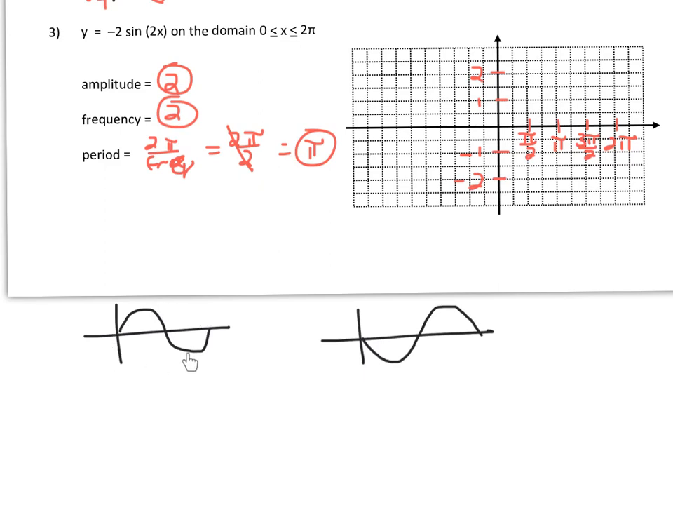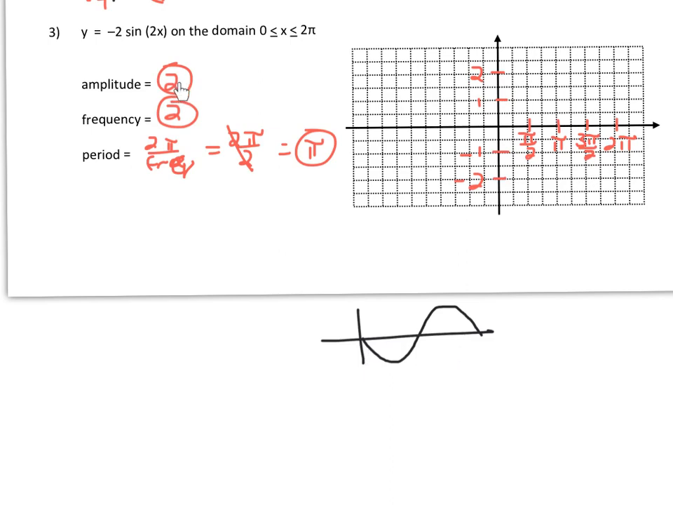Okay, so basically what we did was we took this and we flipped it. What I mean by that is we reflected it over the x-axis. Where we would have originally had a maximum, we now have a minimum, and where we originally would have had a minimum, we have a maximum. I'm going to get rid of this one because we're not using that. All right, so here's our negative sine curve, right over here, negative sine curve.